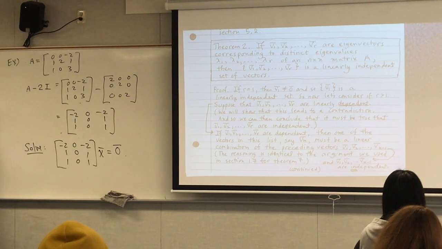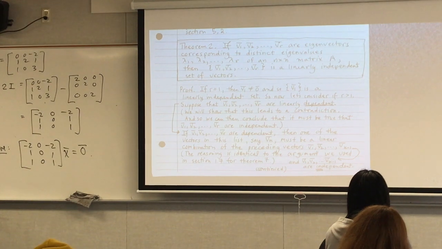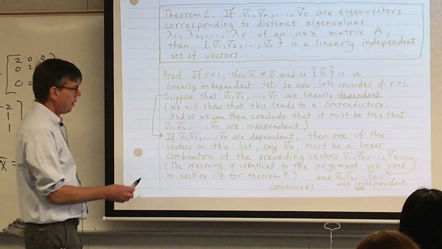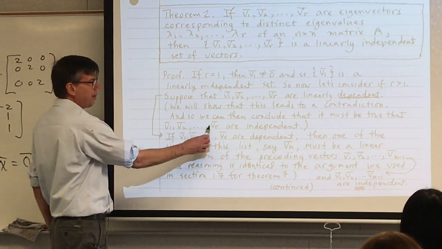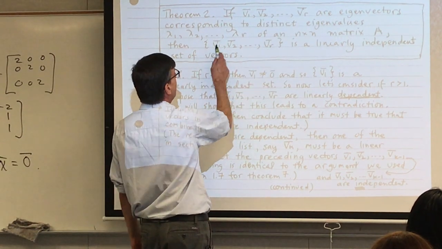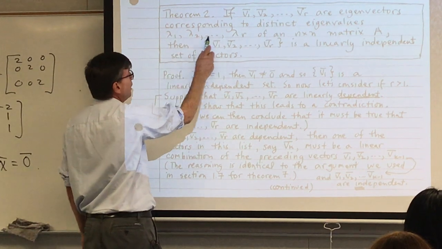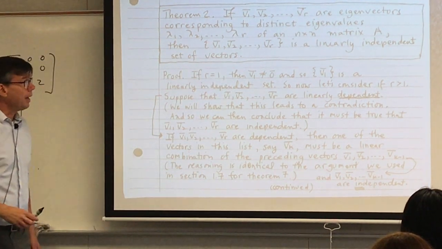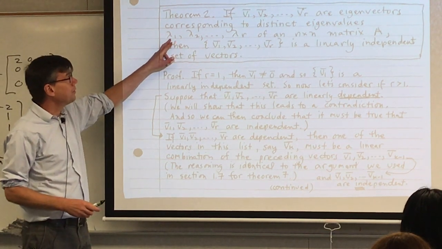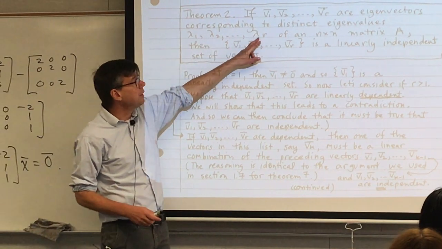If v1 through vr are eigenvectors corresponding to distinct eigenvalues, lambda 1 to lambda r. So v1 through vr, this is a list of non-zero vectors. And lambda 1 through lambda r, those are just scalars. So those are distinct eigenvalues. I mean, these are different scalars. One of them could be 0, one of them could be 5, one of them could be -6.